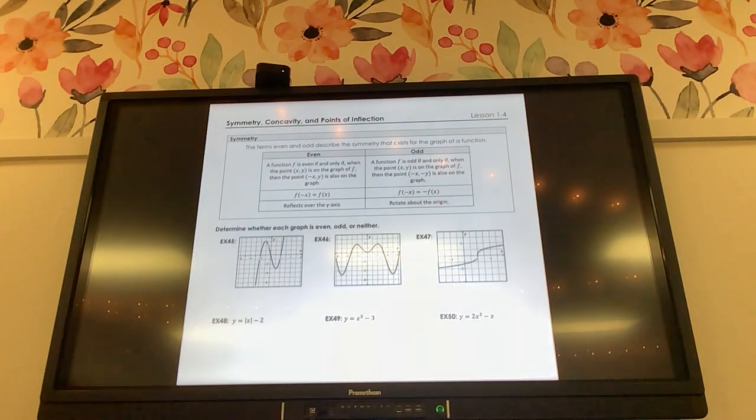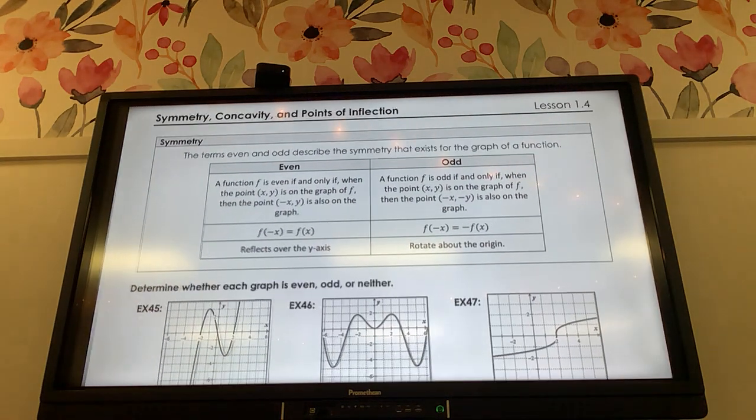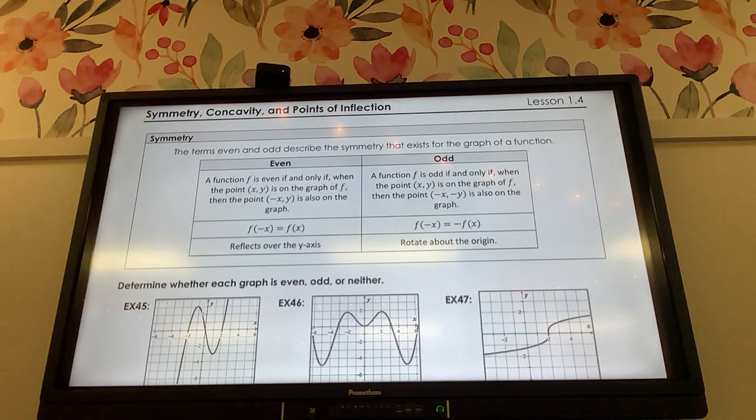So we're going to talk about symmetry and concavity and points of inflection today. The first thing we're going to talk about is symmetry. We have even-odd symmetry.